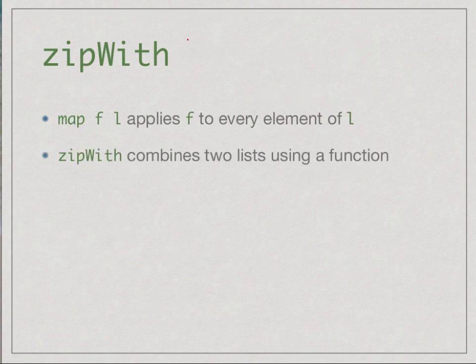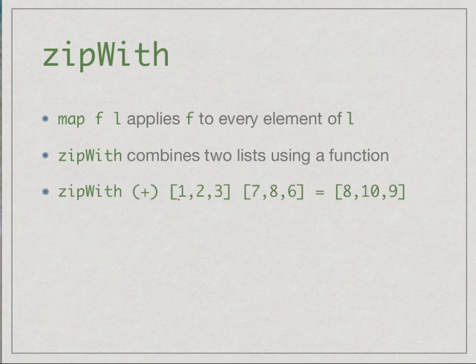Now what zipWith does is that it takes two lists and combines them. So I have a list L1, I have a list L2, and now it takes a function which combines these two values and gives me a new value. So here is an example. If I have two lists 1, 2, 3 and 7, 8, 6, and I have the function plus, then it will combine element by element.